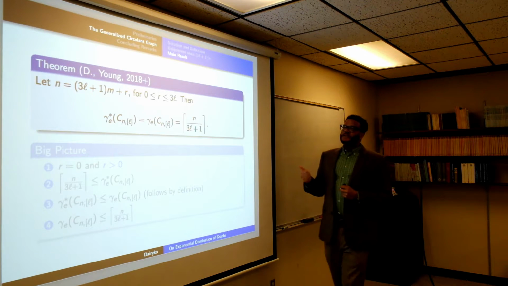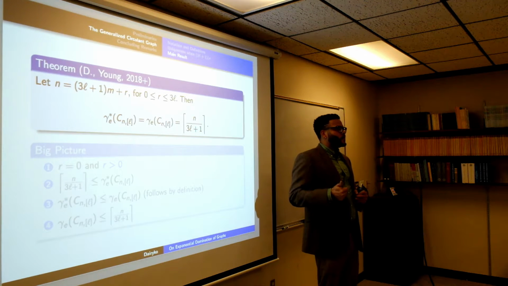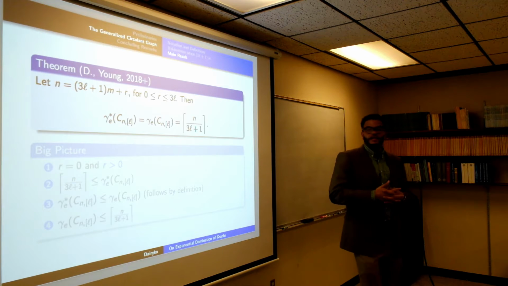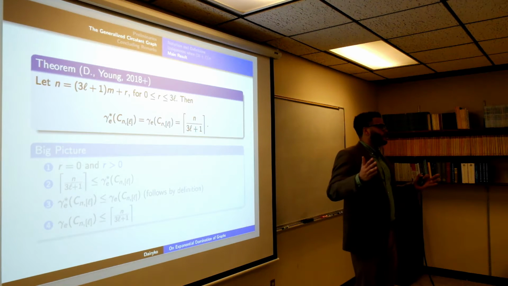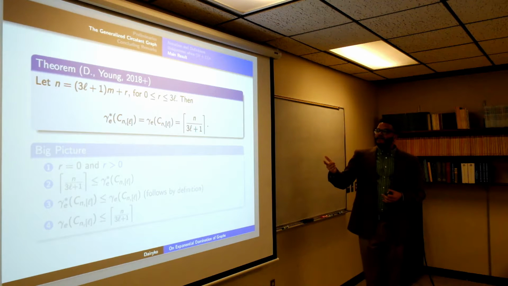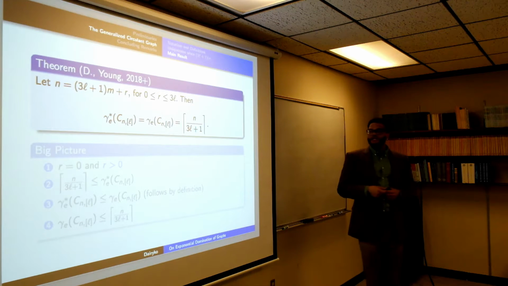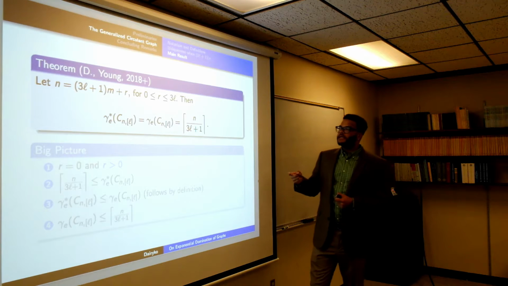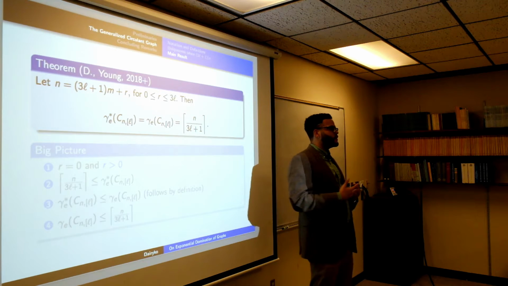So I'm assuming in this case that n is equal to (3L plus 1) times m plus r. So essentially, n can be any number bigger than or equal to 4. So that's why this is general. Then we have that the porous and non-porous exponential domination number of this particular graph is going to be equal to the ceiling of n over 3L plus 1.